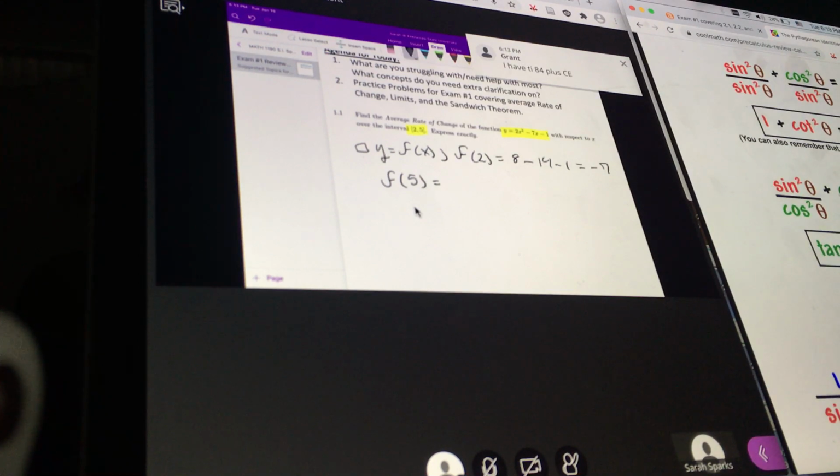I'm not sure what the plus CE is. You'll have to email him about that. It's color, oh, then that's fine. If it's just in color, then it's fine.